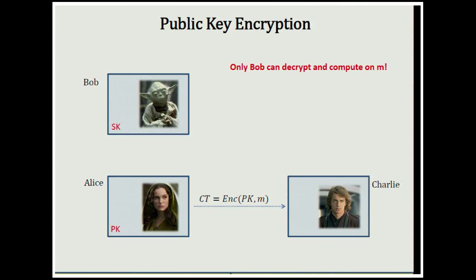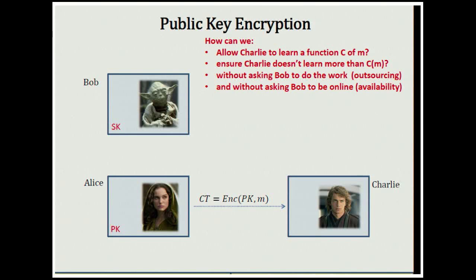However, the problem with this is that only Bob can now decrypt the message and compute functions of the message. So the question that I ask in this talk is the following. How can we allow Charlie to learn functions of the message? In particular, we're going to be dealing with circuits. I'm going to denote them by C. How can we ensure that Charlie doesn't learn anything but the output of the function?